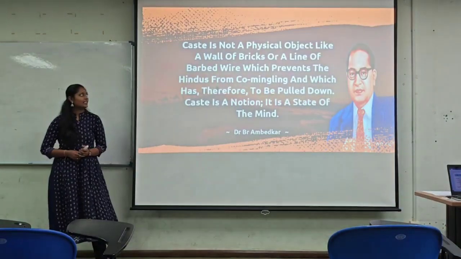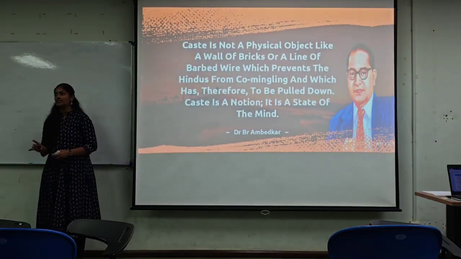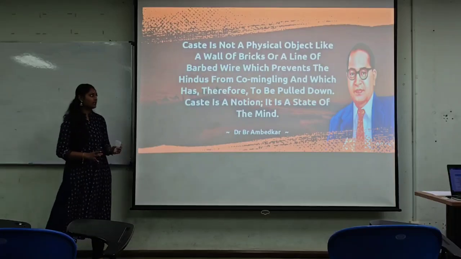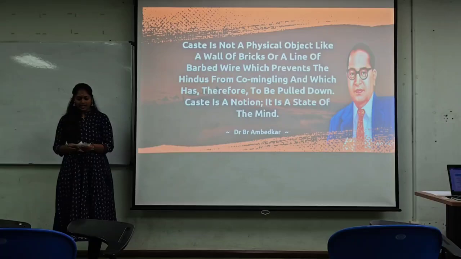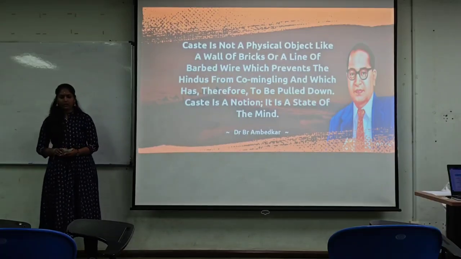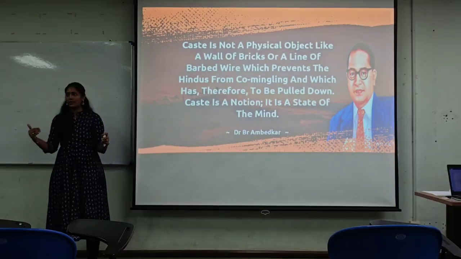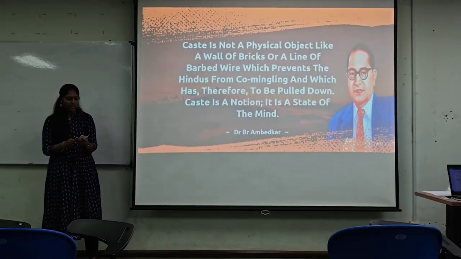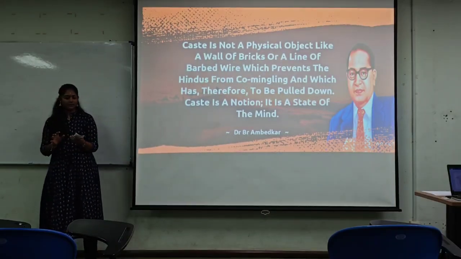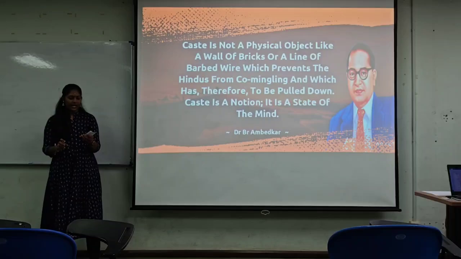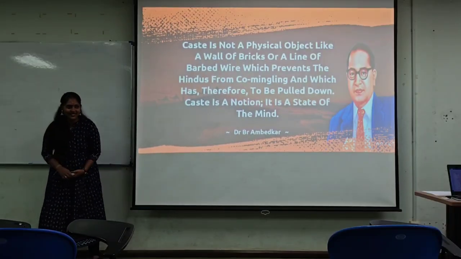So finally, the conclusion. So this is Dr. Ambedkar. He is the former Minister of Law and Justice in India. He had said a quote that caste is a notion, it is a state of the mind, where it explains that caste is just a thinking. It's not a wall to separate the people from each other. We need to be together. So in conclusion, by acknowledging these differences, we can dismantle the mental barriers and build a more inclusive society for future generations. That's all. Thank you.